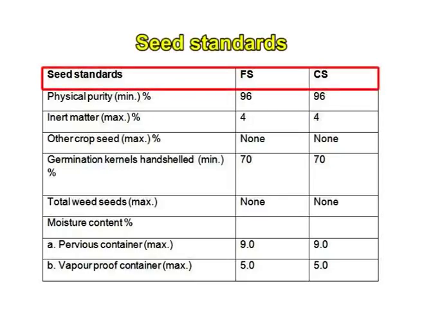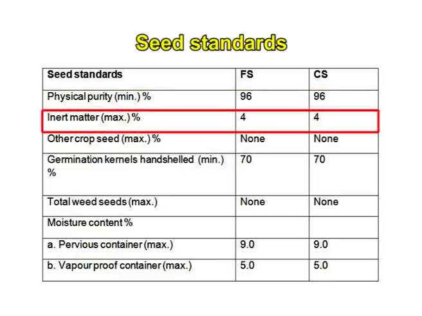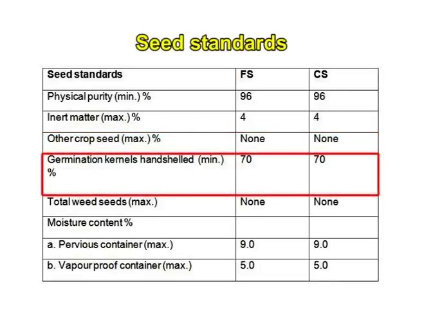Seed standards in case of foundation seed and certified seeds. Here, for physical purity, the minimum for foundation seed production and certified seed production should be 96%. In case of inert matter, the maximum permissible limit for foundation seed and certified seed is 4%. Then other crop seeds, the maximum permissible limit is none in foundation seed production and certified seed production. The germination for foundation seed production and certified seed production should be minimum 70%. The weed seed should be none in case of foundation seed production and certified seed production.